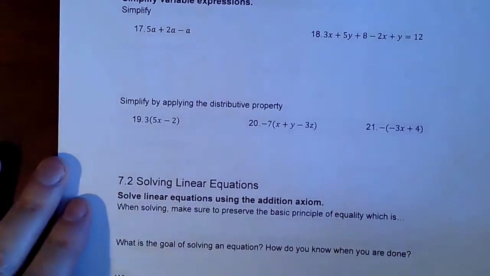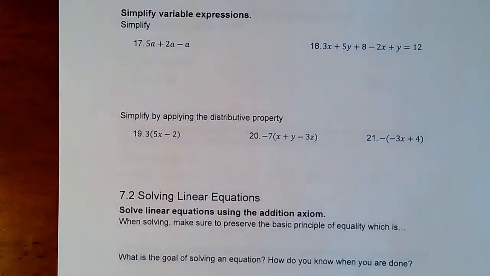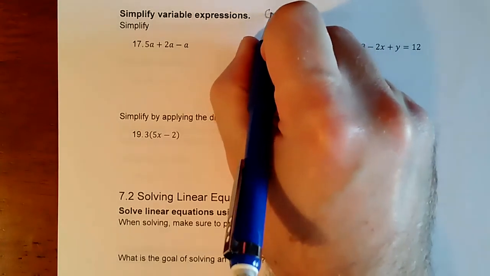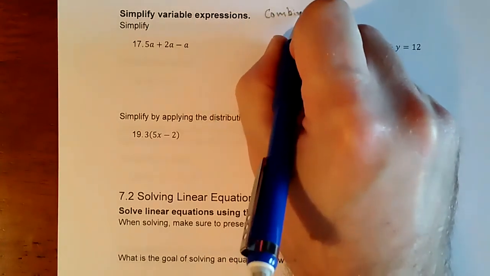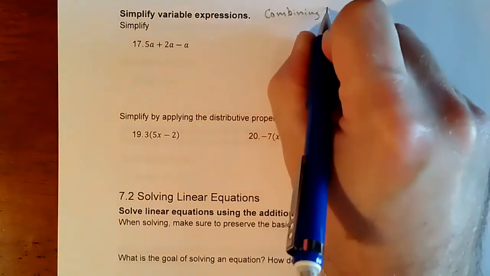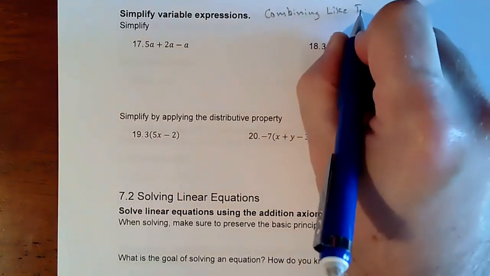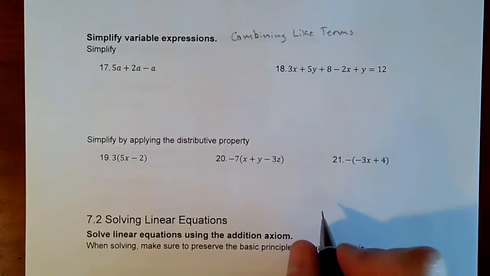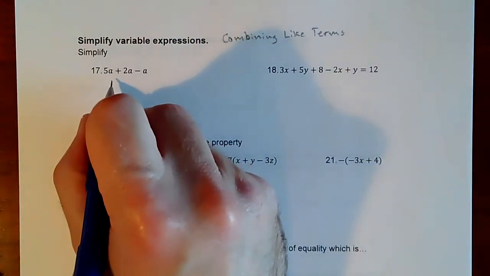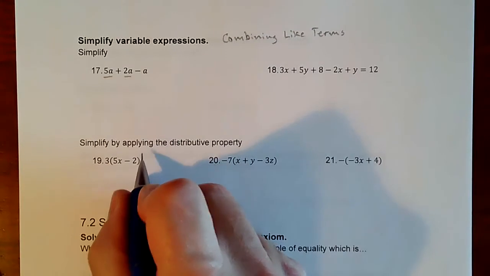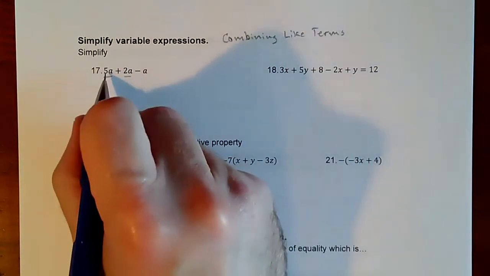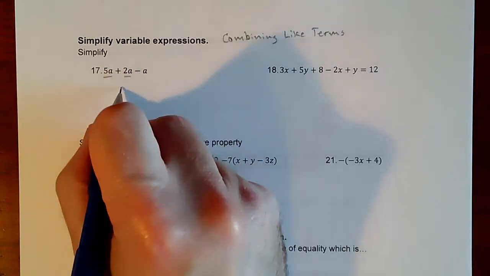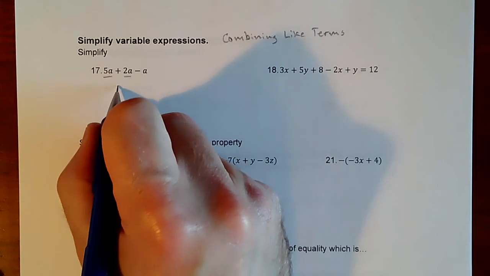So simplifying. Simplifying is combining like terms. Okay, so let me just throw that up here. So for simplifying, we are combining like terms. So we're putting variables together with variables, and numbers together with numbers, constants with constants. Here we have a 5a and a 2a that can add together. When you add them together, you're adding the 5 and the 2. The a is what makes them like terms, so you're still sitting with a.